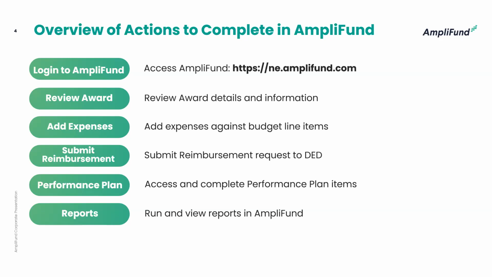So we're going to be looking at how to actually review your award within the system, and view the key details that are on that grant or on that award. Then we're going to take a look at accessing the budget, viewing your budget, adding expenses to your budget, and then reporting those expenses and submitting a reimbursement request through the system.